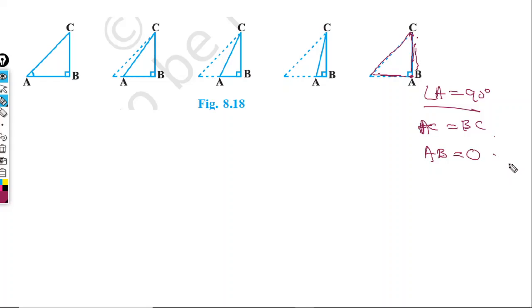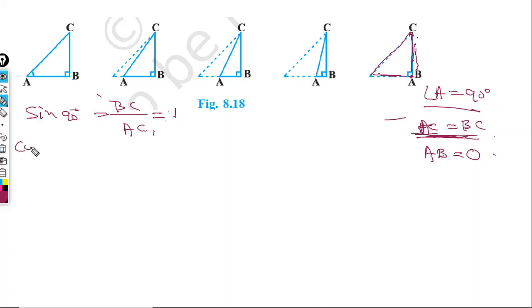Okay, so let's start. Now sine 90 degree we will find. Angle A is 90. Sine 90 will be equal to opposite side divided by hypotenuse. So BC by your AC, equal to BC by AC, which is equal to, you see, BC is equal to AC, isn't it? So we can say it is equal to 1. As BC and AC are the same, BC by AC will be equal to 1.